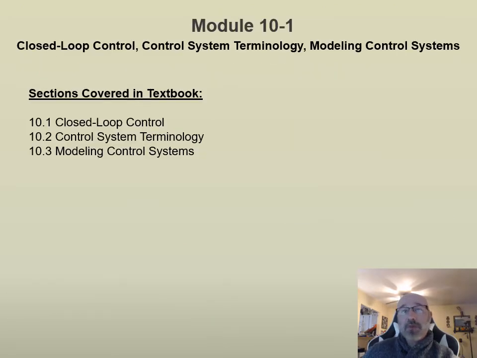So as we begin module 10.1, what we're going to look at here is closed loop systems, open loop, compare those together, control system terminology, and modeling of the control system. So again, this relates back to 10.1, 10.2, and 10.3 in your textbook. So I'm expecting you guys are reading through that as well to get your key equations and key concepts for these three sections, for the closed and open control system, the terminology, and for modeling your control systems.